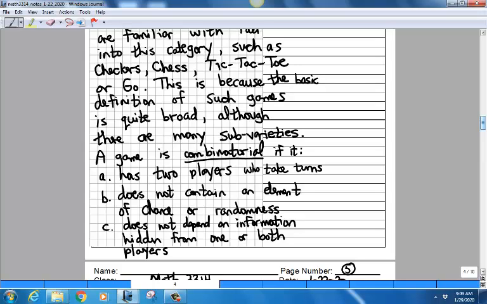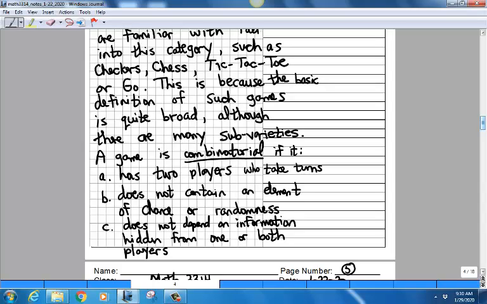All right, so here's what combinatorial games look like. We're going to play some combinatorial games, not quite as hard as Go. A game is going to be combinatorial if it has two players. Got to have two players, okay? I don't see why you can't have multiplayer combinatorial games, but they're usually restricted to two players. Maybe this is just to make the analysis easier.